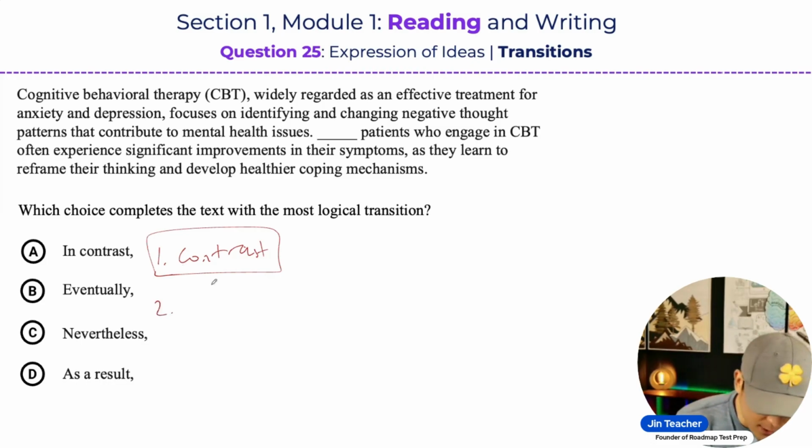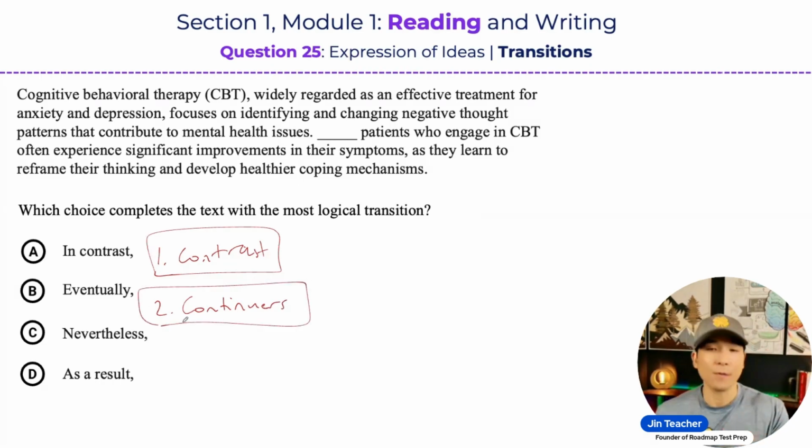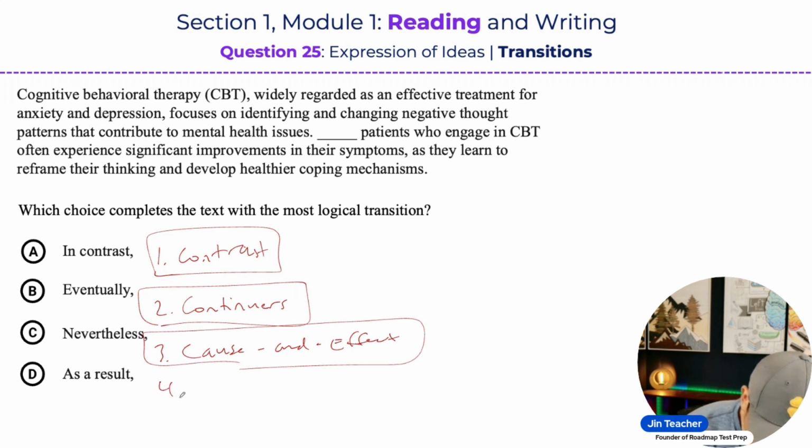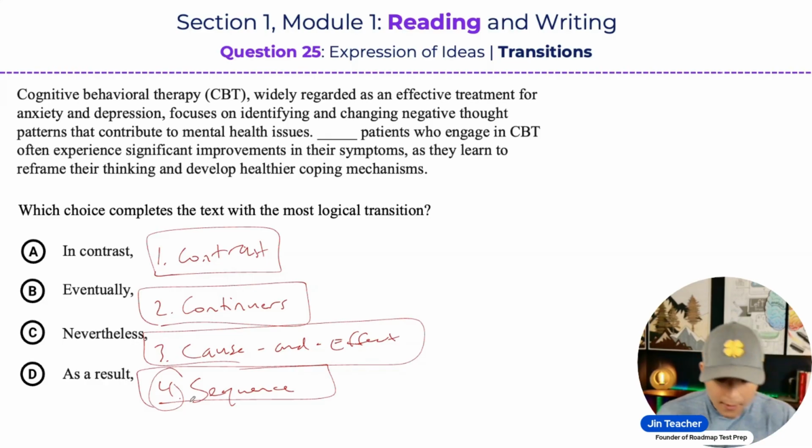We also have words that are continuing, right? Continuers. We have words like for example, furthermore, right? Also, in fact, right? These words continue the discussion of the previous topic along the same lines, right? We also have cause and effect. And then we have sequence words, right? Sequence. So these are the 4 categories of words that you guys can now start to group transition words within.